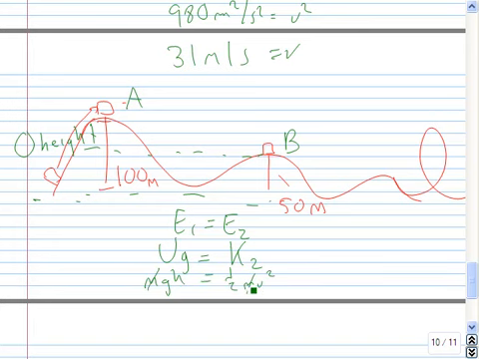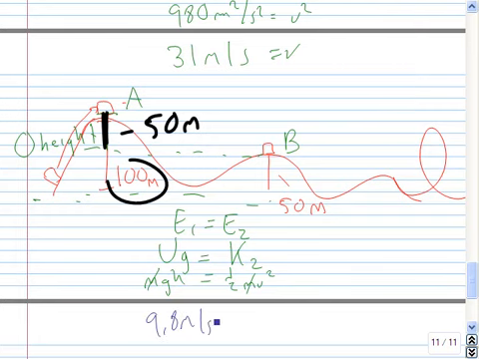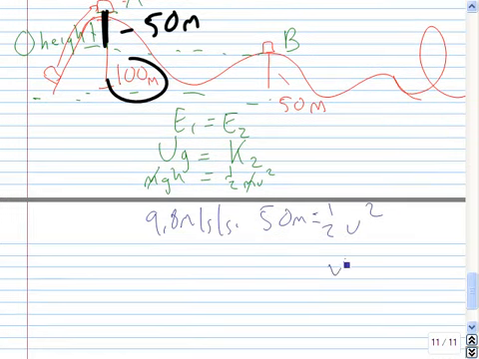Cancel out the m's. What's h now? That'll take a slight bit of thought. If this is zero height, h is this distance over here. Actually, let me change colors. h is this distance over here. Well, that's just going to be 50 meters, right? Because it's going to be a full 100 minus this 50. So it's just going to be 9.8 meters per second squared times 50 meters equals 1/2 v squared. I'll do a little math on that, and I'll get v equals 31 meters per second, right?